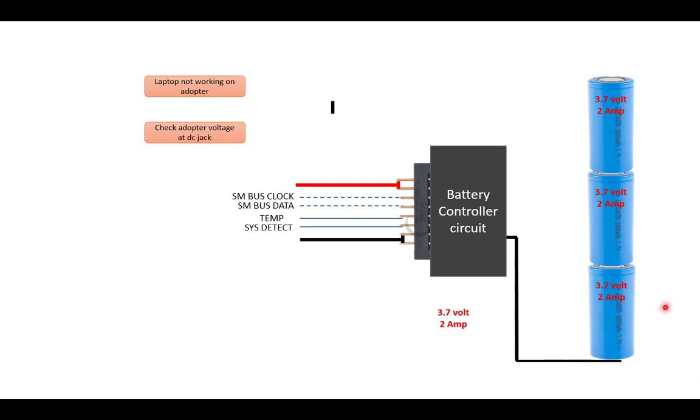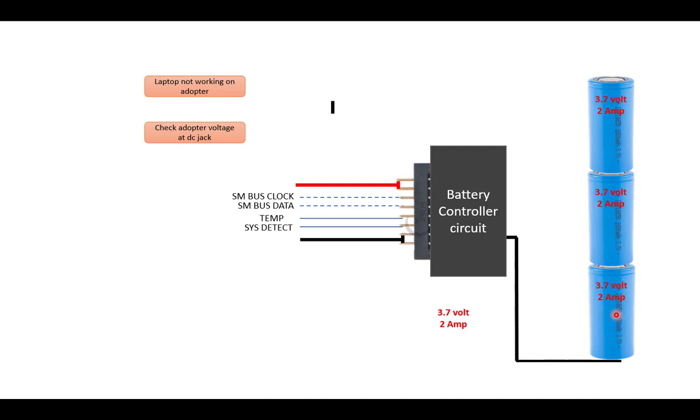If you add 3 cells individually in series, the voltage will be added, like 3.7 plus 3.7 plus 3.7. In series the voltage is added and the current is the same. If it is 2 ampere here, 2 ampere here and 2 ampere here, the total current is 2 ampere only, but the voltage will be added, so it will be 11.1 volt.